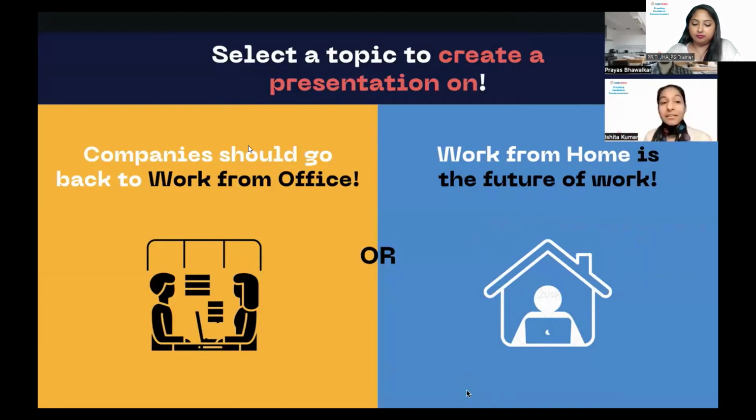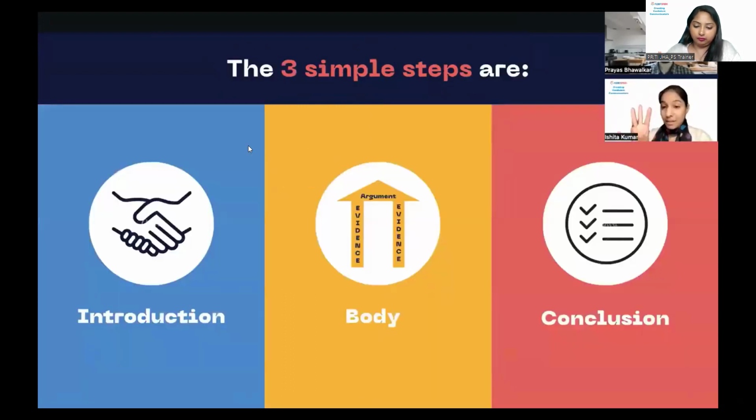So you have chosen your topic. You are opting for companies should go back to work from office. Now, the 3 steps that I was talking about are: first, we build out the introduction of the presentation. Second, we work on the body of the presentation. And third, we work on the conclusion part. So these are the 3 steps. And we are going to work on each step here for your topic, which is that companies should go back to work from office. All right? Okay.